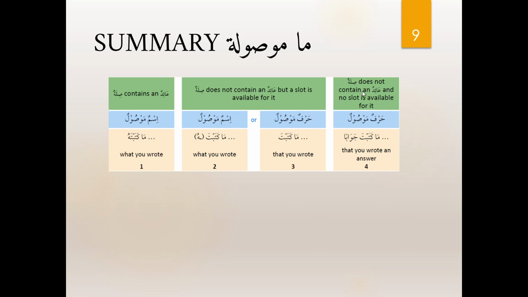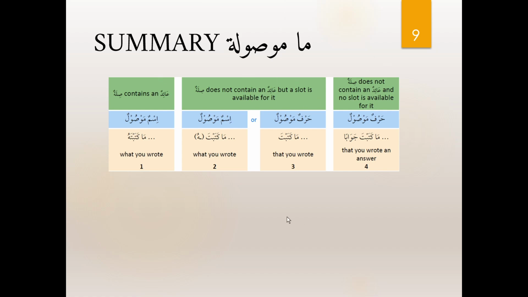Now this one doesn't have an a'id because there's no slot available to it, but then you have more information. Ma katabta jawaban. So it goes further than that, not just "it". It actually tells you it's an answer. So there is no a'id referring back to that because it's already stated clearly what it is. Ma katabta jawaban. Alhamdulillah.